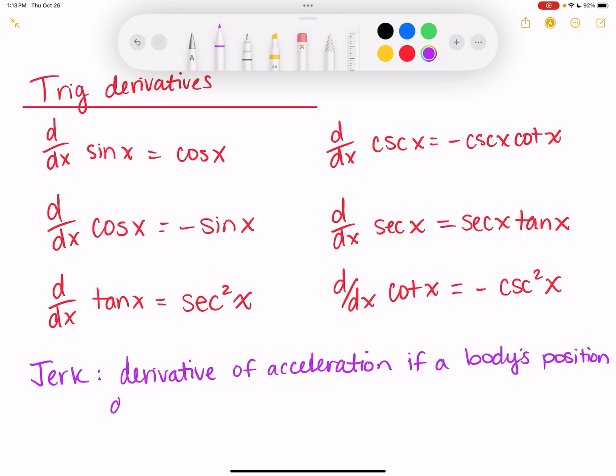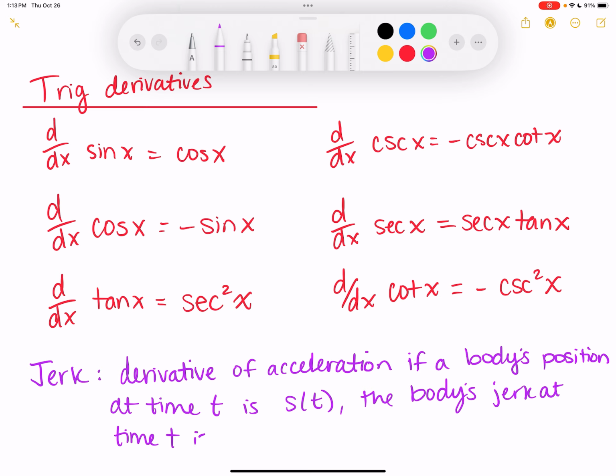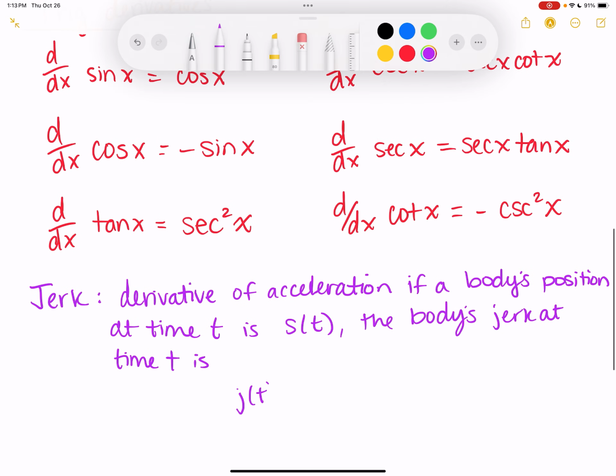If a body's position at time t is s of t, the body's jerk at time t is j of t is equal to dA dt, also known as the third derivative of position. So if you take the derivative of position, we get velocity. If we take the derivative of velocity, we get acceleration. And now if we take the derivative of acceleration, we get jerk.